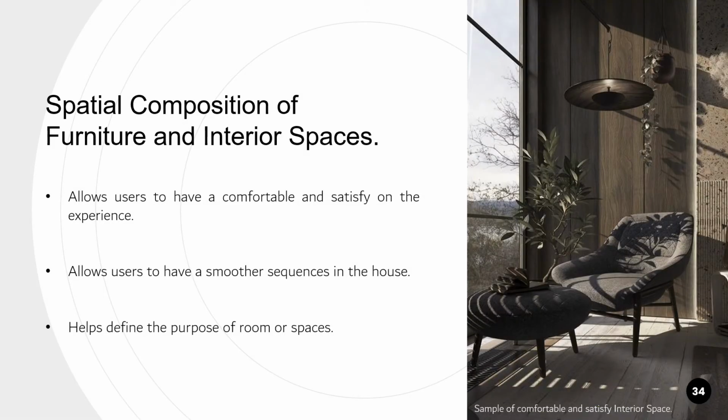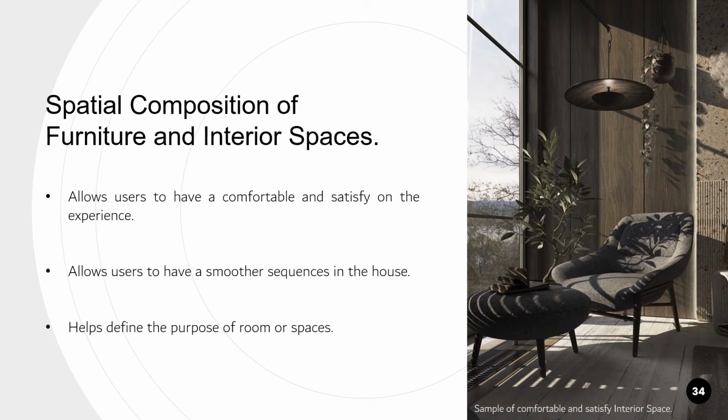Moving on to spatial composition of furniture and interior spaces. Furniture is an important element in setting up an aesthetic in a certain room or space. A good spatial composition of furniture and interior spaces brings comfort to the users and helps define the purpose of the room. It says that correct composition of furniture will bring a smoother sequence for the user while using it.